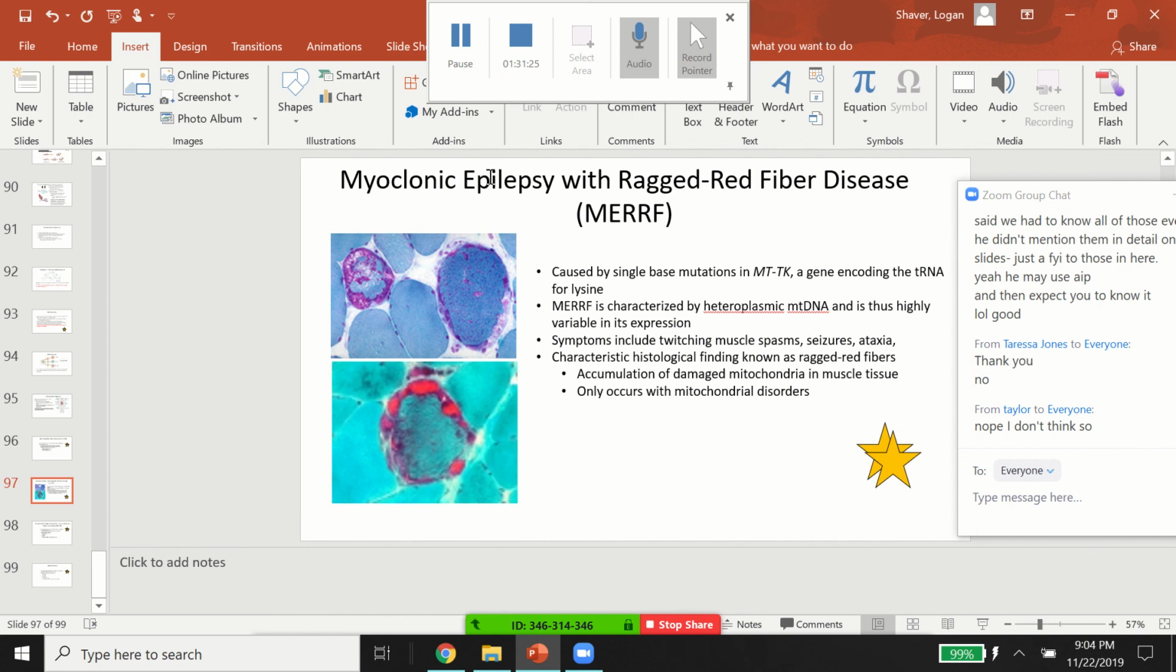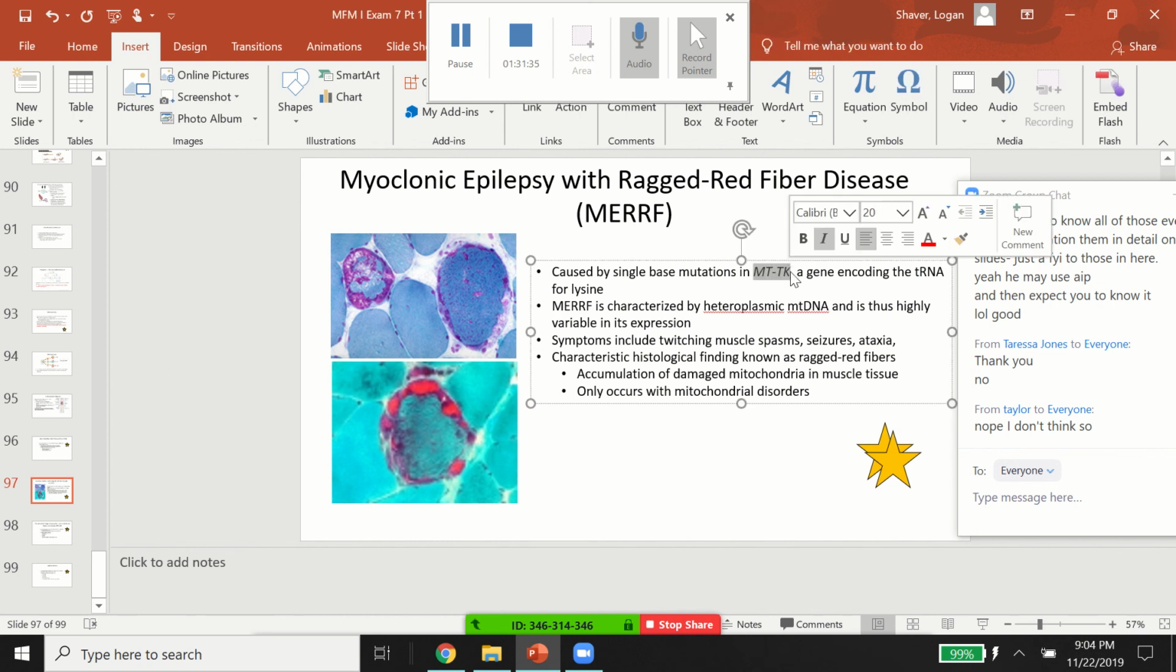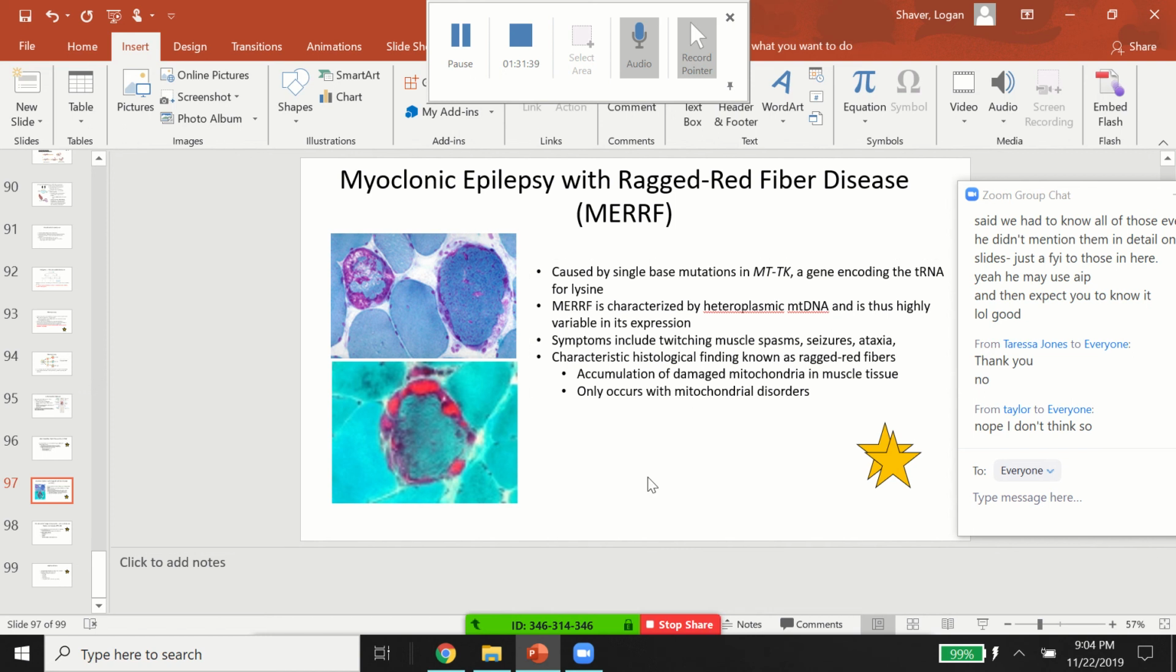All right, now myoclonic epilepsy with ragged red fiber disease, so MERRF, okay, caused by mutations in MTTK. Okay. So that one's specific, not too bad at all, right? All right. Now the thing to notice here is that you have twitching muscle spasms, seizures, ataxia. So it's all muscle slash movement related symptoms. The thing that really stands out to me is the muscle spasms and seizures, right? Because that kind of helps you with its name, right? Kind of sticks in your head that way.